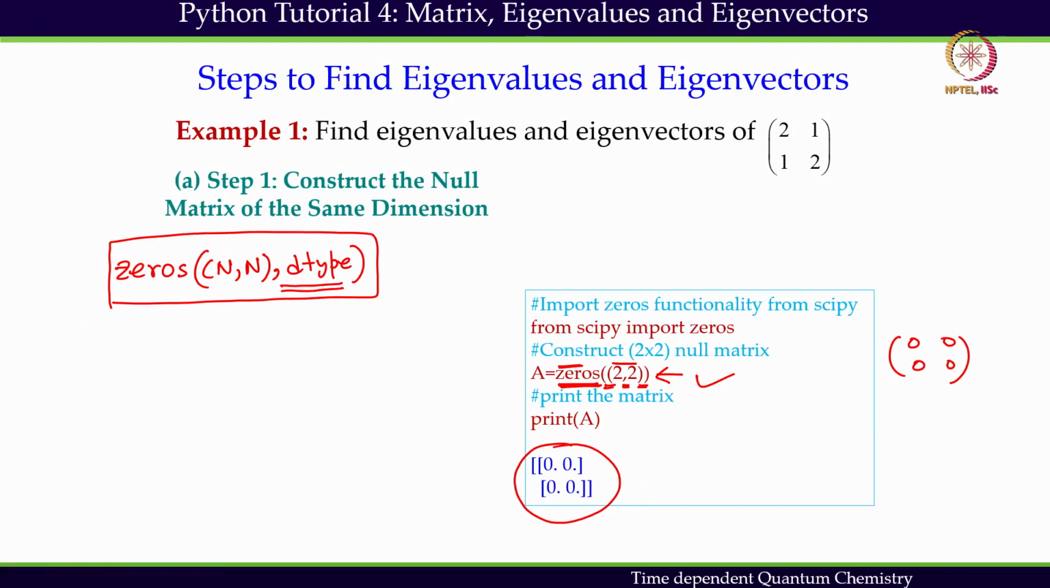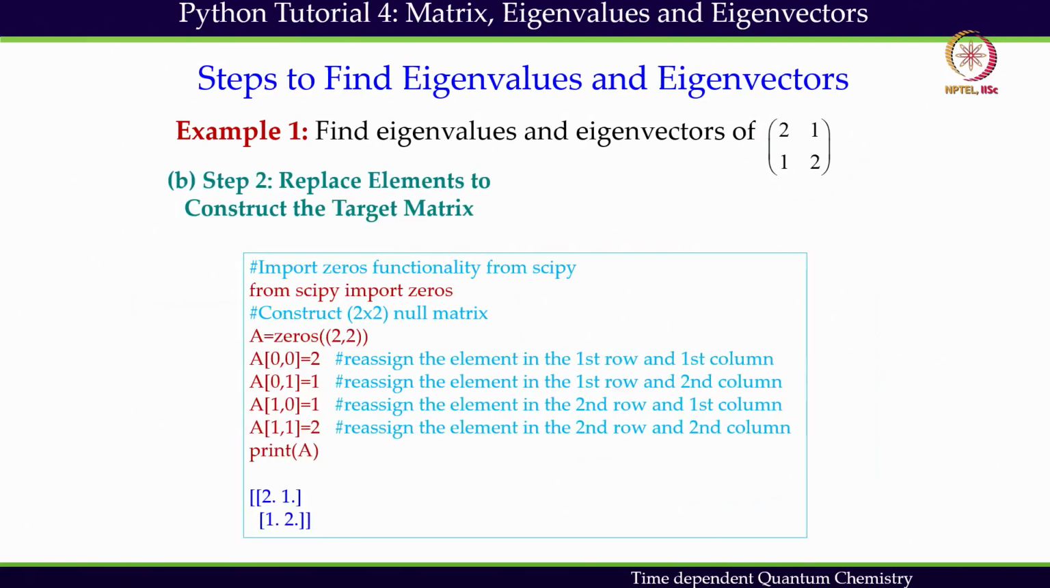Next, according to the steps we have given, once we have created the null matrix of the same dimension, this is the matrix we would like to first represent and then find out its eigenvalues and eigenvectors. The next step would be to replace the elements to construct the target matrix. So, we have constructed the null matrix first, and then we have to replace it.